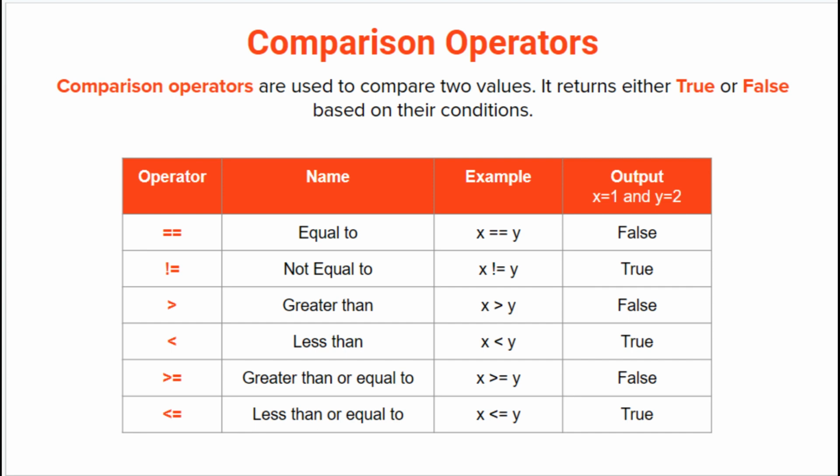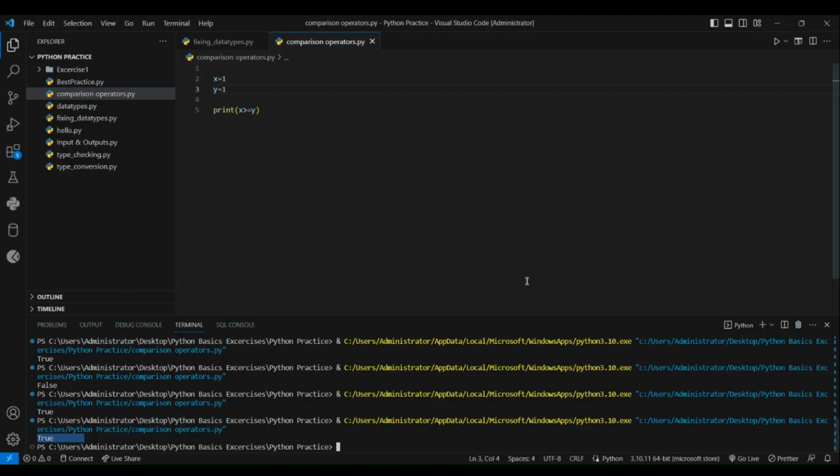Less than or equal to operator. The less than or equal to operator is used to check if the left value is less than or equal to the right value. Here, I'm changing the greater than or equal to operator to the less than or equal to operator in the print instruction. Running the code to see the result. It returns true because the value of x is less than or equal to y.